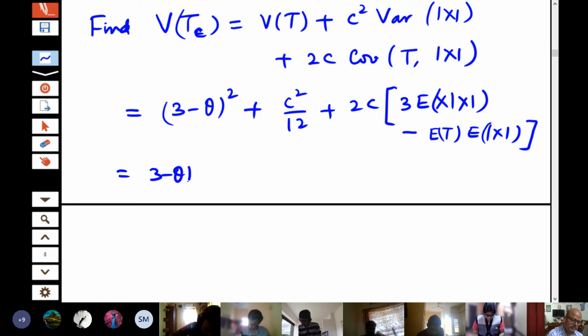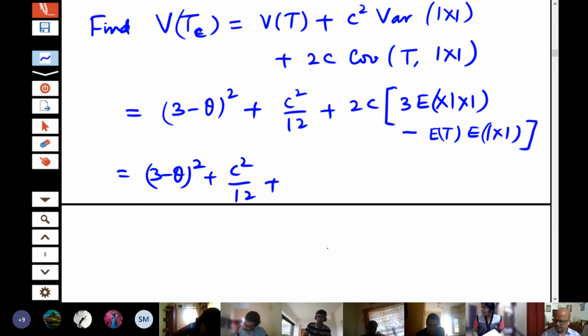That is 3 minus theta square plus c square by 12 plus, just tell me what final thing is coming here. Two c into 1 plus theta by 4. Just see it, check it again. 2c. Yeah, so after simplification, what term you will get? 2c into this term, what you will get? 1 plus theta by 4. Now see it carefully. I think you are making some mistake here.